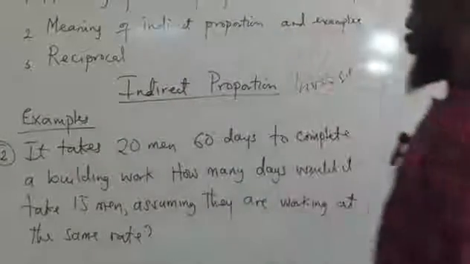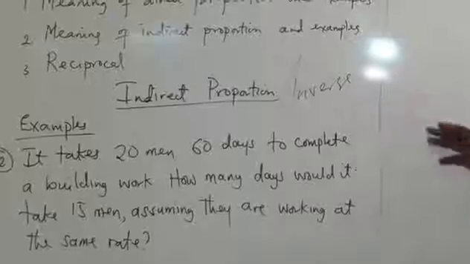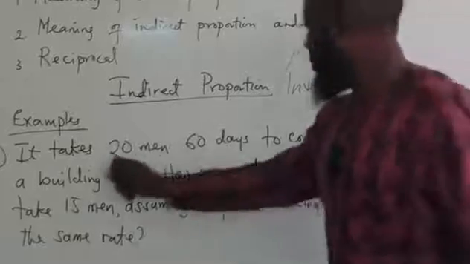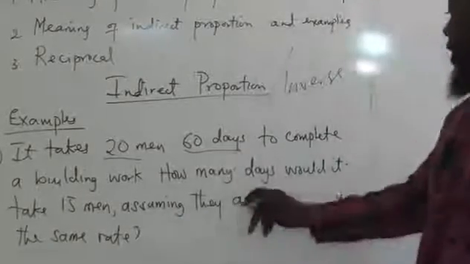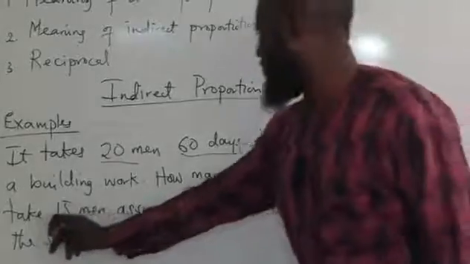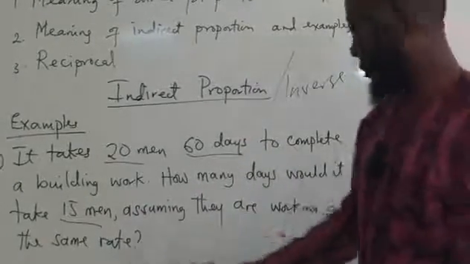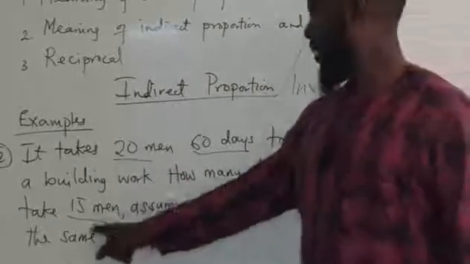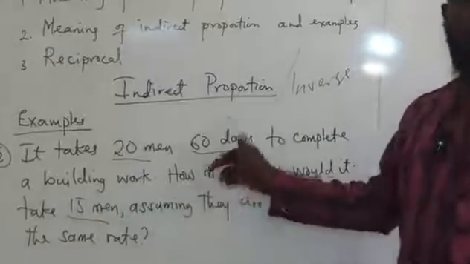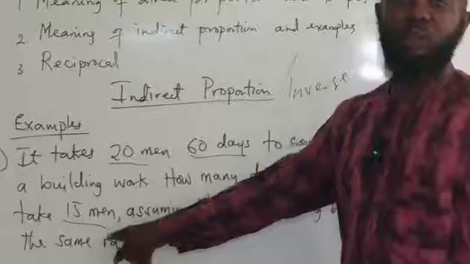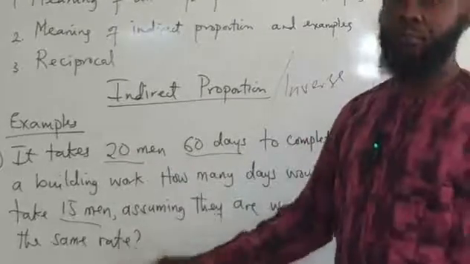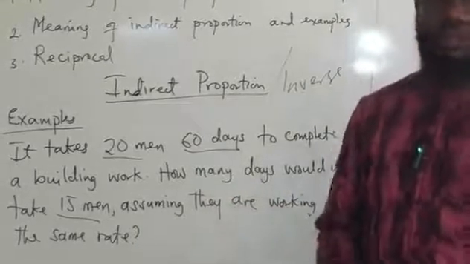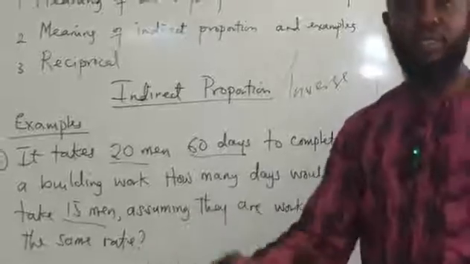Alright, this is example 2. It takes 20 men 60 days to complete a building work. How many days would it take 15 men, assuming they are working at the same rate? You can see that we are reducing the men from 20 to 15. Are they going to spend less days or more days? They will spend more days, because you cannot say that because we have reduced them from 20 to 15 and they are working at the same rate, they will spend fewer. So the lesser the number of men, the more days they will spend to complete the job.